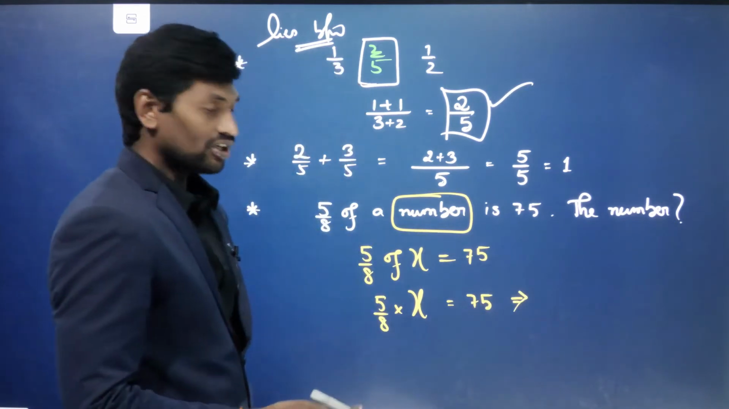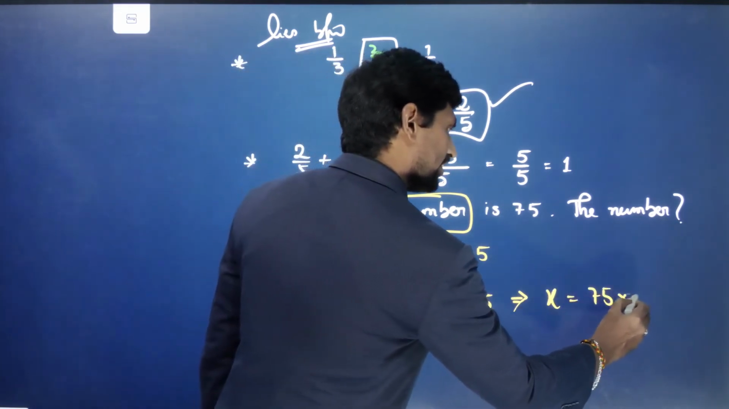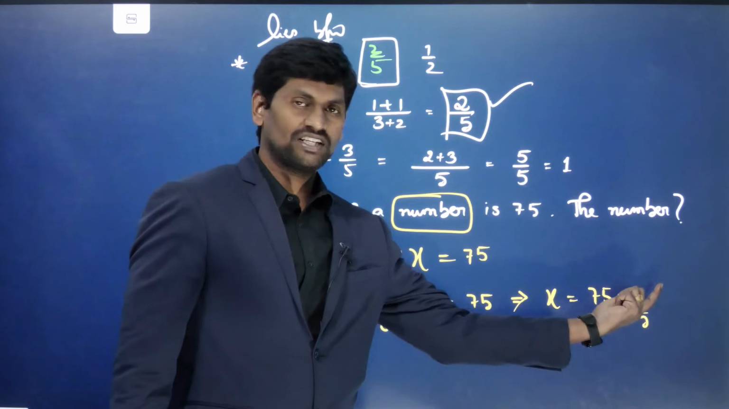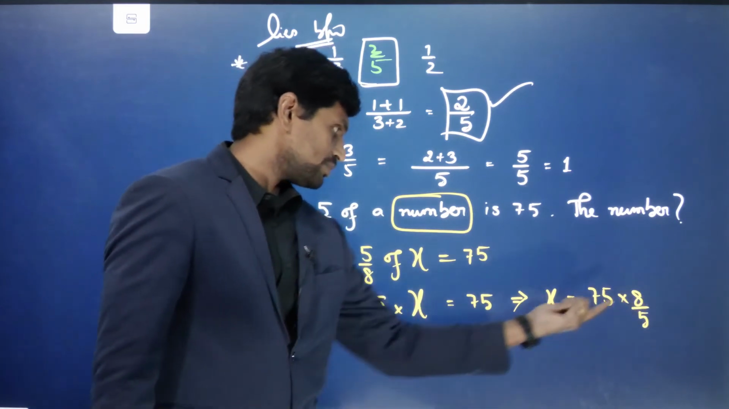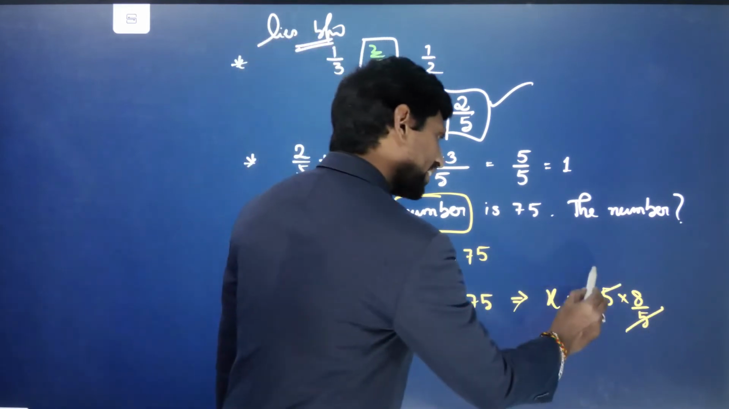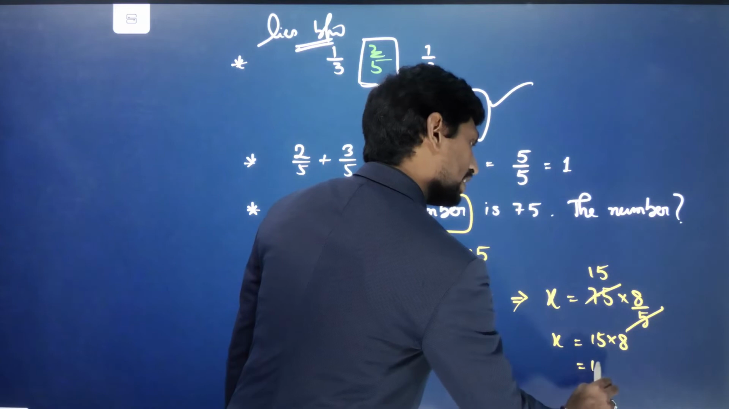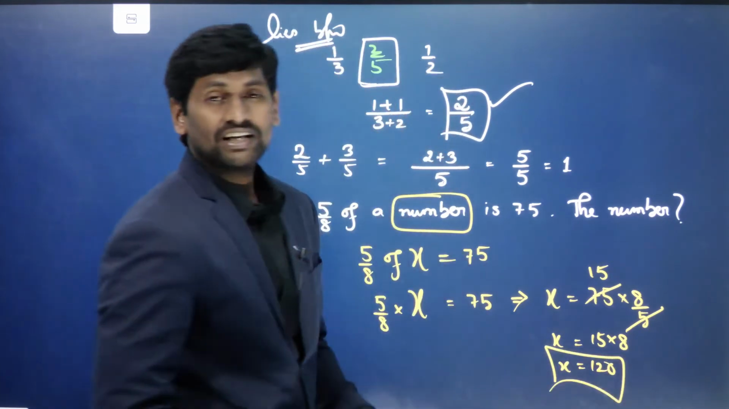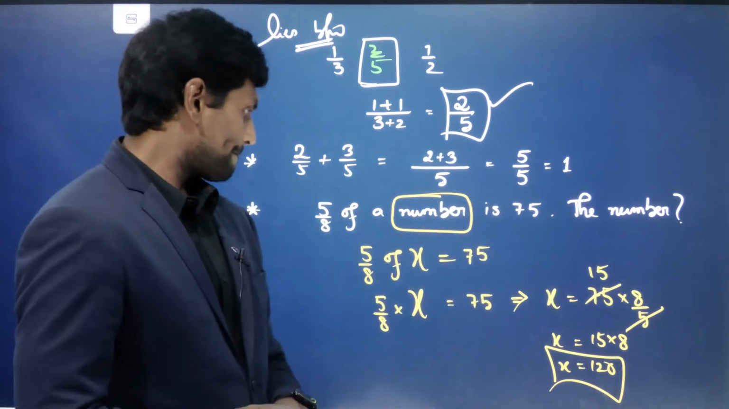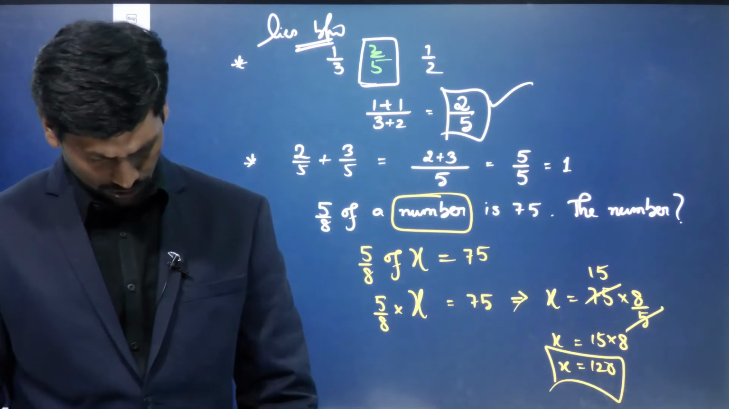Now, in simple equations we discussed already. So 5 by 8 transposes that side, it will be 8 by 5. Because 8 is dividing, when you transpose it multiplies that side. Here 5 is multiplying x this side, when you transpose it divides that side. Now any cancellation? Yes. 5 table 75 is exactly 15 times. x equals 15 into 8 is 120. That means the required number is 120. 5 by 8 of 120 is 75. Please note it. Then we'll go to the next problem.